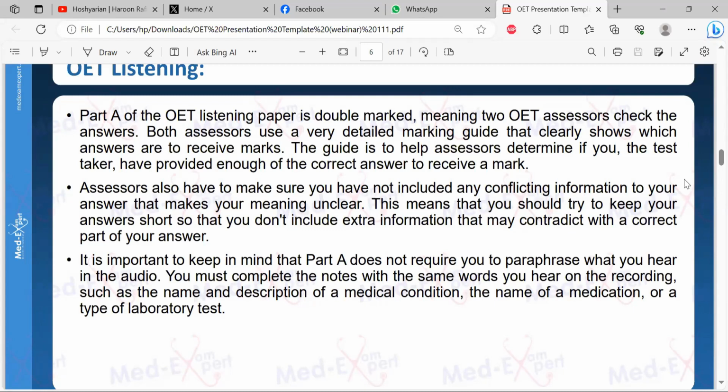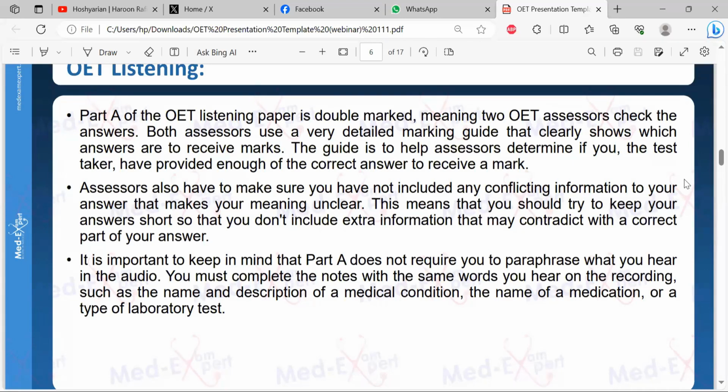So be very particular about this thing. Just write one word. Don't try to put 3 and 4 words by the help of slashes. So I think it is not a very advisable thing.